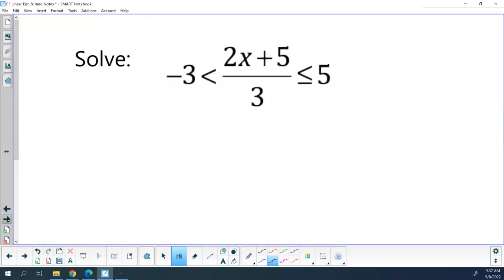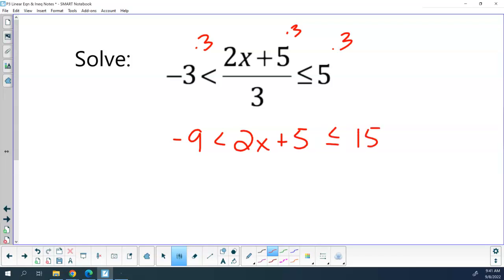You try that one. First off, what do we do? Multiply by 3. Where did we multiply by 3? Everywhere. So I got to multiply by 3 here, here, and there. Okay? So then that's going to give me negative 9 is less than 2x plus 5 is less than or equal to 15.